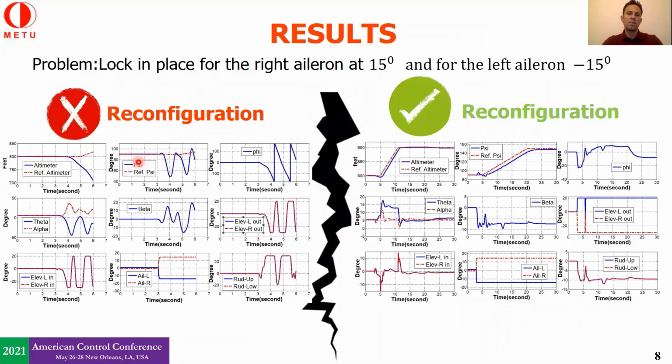The problem here is lock in place for the right aileron at 15 degrees and for the left aileron at minus 15 degrees. If the reconfiguration for the control allocation is not executed, the result is loss of control in flight. However, if reconfiguration is done and elevons are activated, loss of control is prevented.